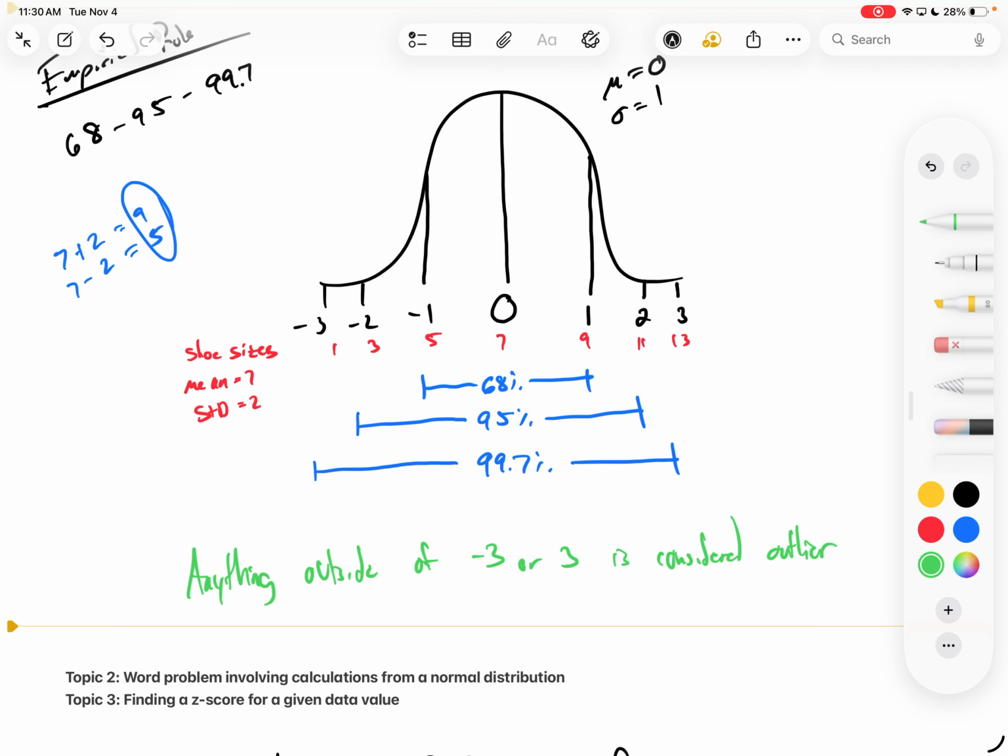So this is kind of what happens here. If you're one standard deviation away from the mean, 68% of people are within one standard deviation of the mean. So the majority of people are within one standard deviation of the mean. If I go 2, 95%. If I go 3, it's 99.7%.